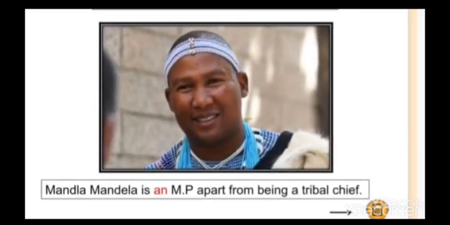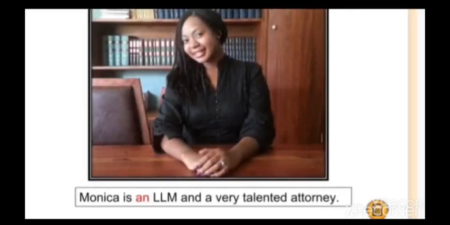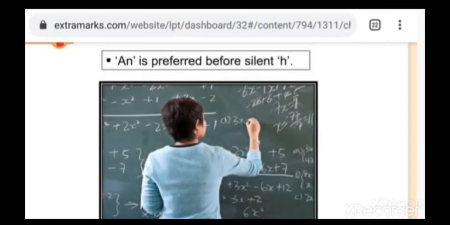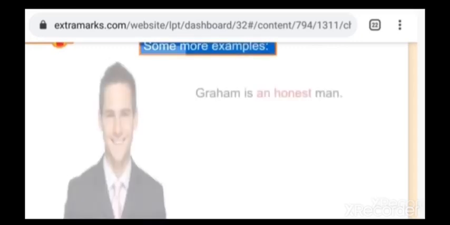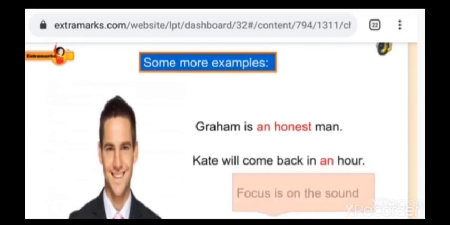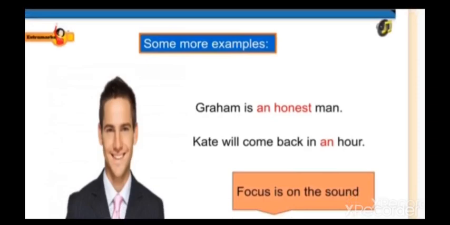An is preferred before abbreviations that have a vowel sound. Mandla Mandela is an MP, apart from being a tribal chief. Monica is an LLM and a very talented attorney. An is preferred before silent H. Teaching is an honorable profession. Some more examples. Graham is an honest man. Kate will come back in an hour. Please note, focus is on the sound.